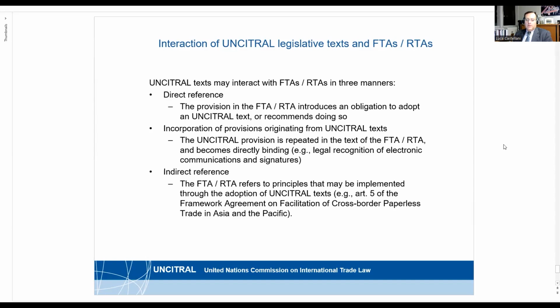And finally, it is possible that the trade agreement will make reference to principles that call for the adoption of ancillary text for their implementation. For instance, Article 5 of the Framework Agreement on Cross-Border Paperless Trade Facilitation in Asia and the Pacific refers to technology neutrality, functional equivalence, and non-discrimination as founding principles. And then, of course, that implementation is much easier through the adoption of ancillary texts.